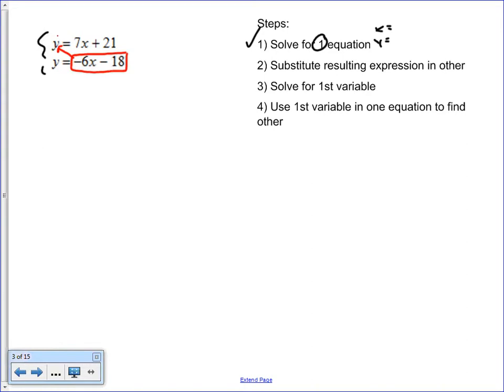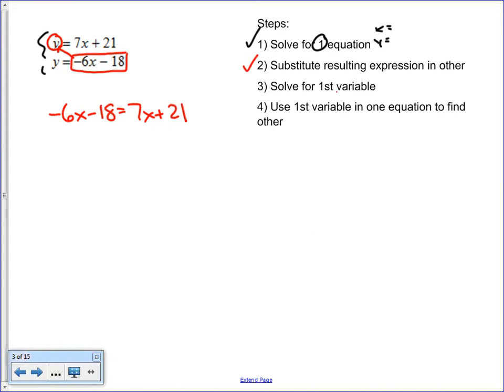I'm going to do it this way since I already have it written. So I'm going to swap out the y with negative 6x minus 18. So it's kind of like you're putting something in, plugging it in for y. So negative 6x minus 18 equals 7x plus 21. Okay, so we got rid of that y, put in that negative 6x minus 18. So that was the substitution step, so we're done with that.